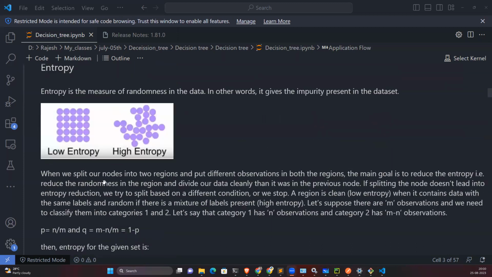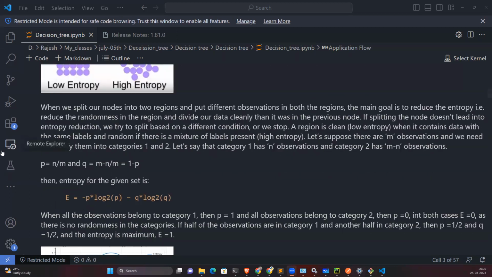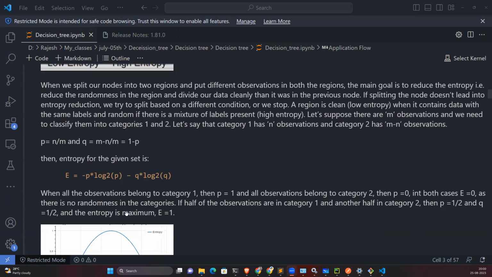So how are we going to calculate the entropy? The problem we are trying to solve is which node I have to select as the primary node. For that, we are going to calculate the entropy, and with that entropy, we are going to calculate the information gain. If the information gain is high, that node will be our primary node. If the information gain is low, that node will be a child node. So how are we going to calculate the entropy?